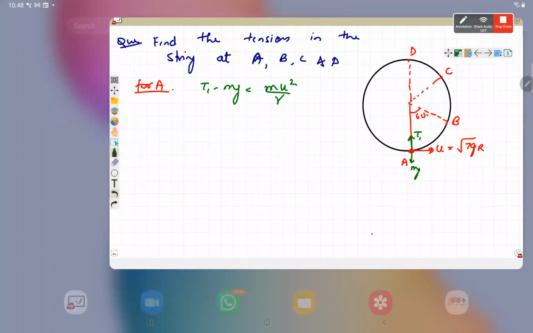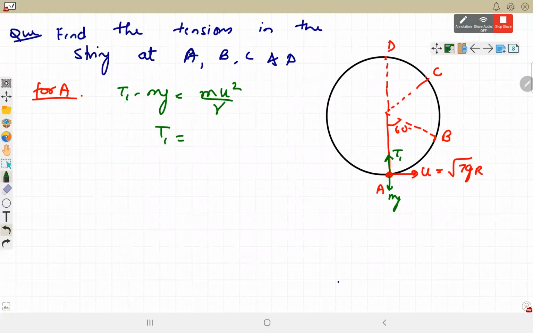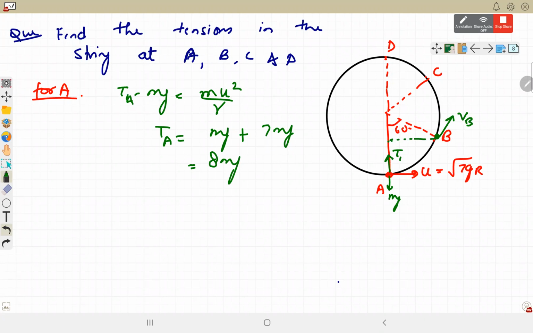So we substitute the value, tension at point A, TA, suppose, comes out mg plus 7 mg, so that is 8 times mg. When you have to calculate point B, first we need to calculate the speed at point B, because in terms of the speed only we can write centripetal force. In terms of centripetal force only we can calculate the energy.